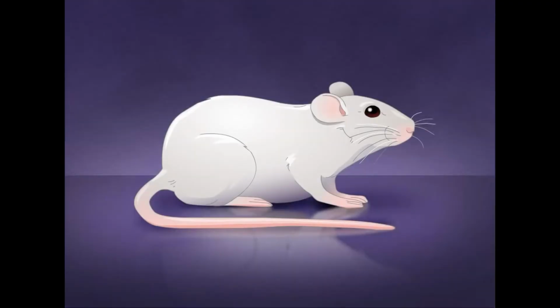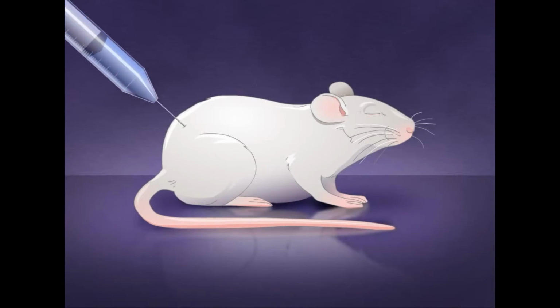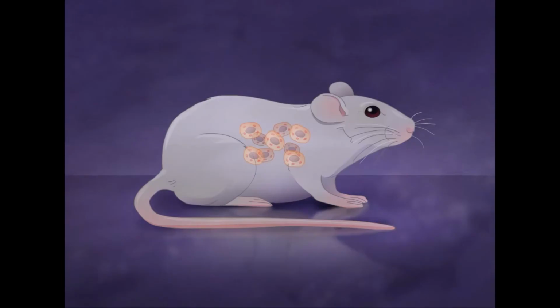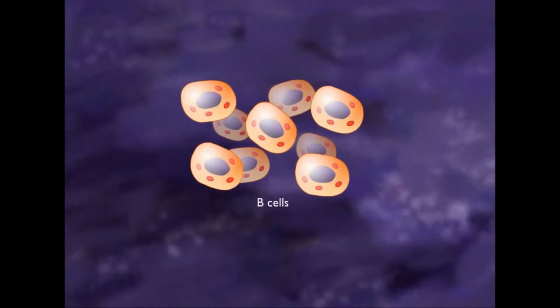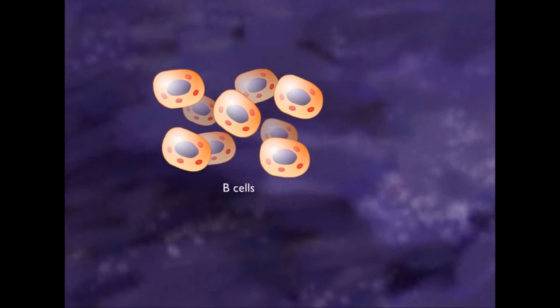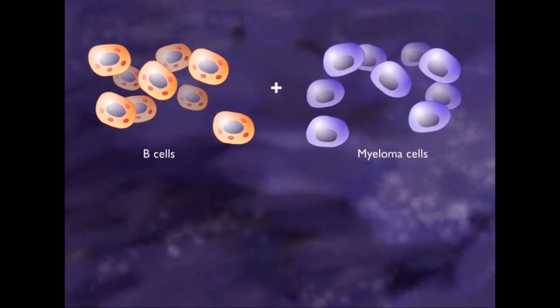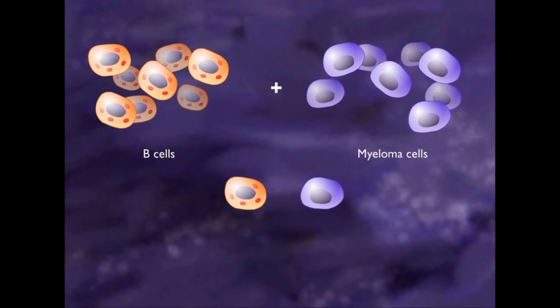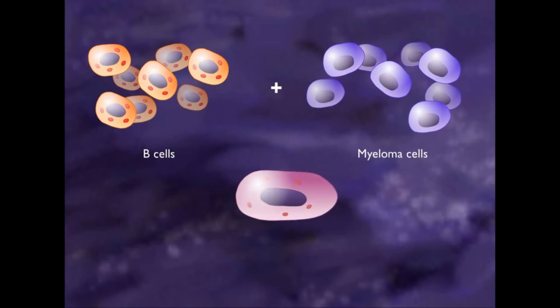The first step is to inject an animal, for example a mouse, with the specific epitope of interest. B cells in the mouse produce a single type of antibody that are specific to the epitope. The B cells are isolated from the animal's spleen and mixed with myeloma cells, a type of cancer cell that grows continuously. The cells are fused together chemically to form a cell called a hybridoma.